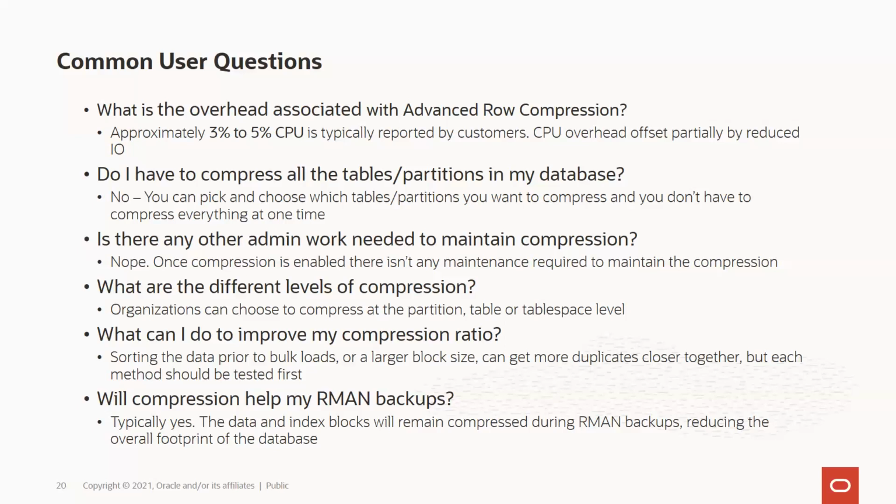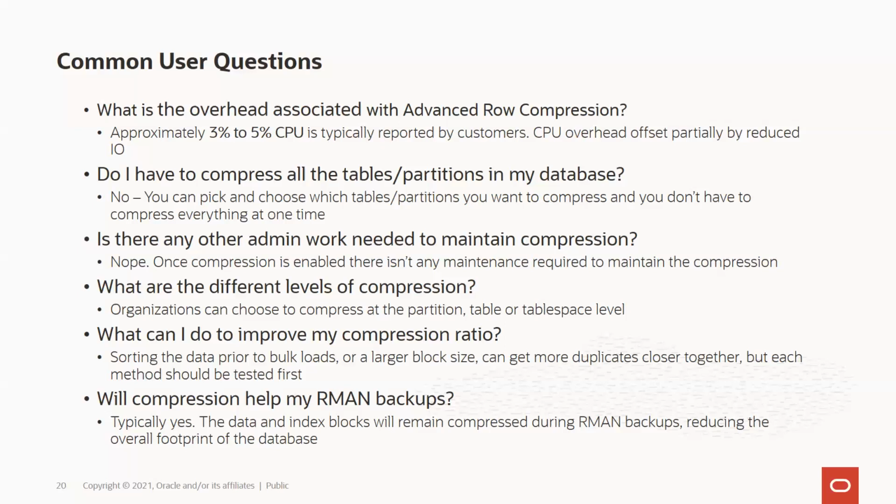What can I do to improve my compression ratio? There's two ways to do it that I've seen customers talk about. First is you can sort the data. Because we use a deduping type algorithm, we're looking for duplicates on the block. The more duplicate values that exist in the block, the greater the compression. The more you can do to get more duplicate values in the block, the greater the compression will be. So some customers will sort the data before they load it. I've seen that have an impact on compression in a positive way.